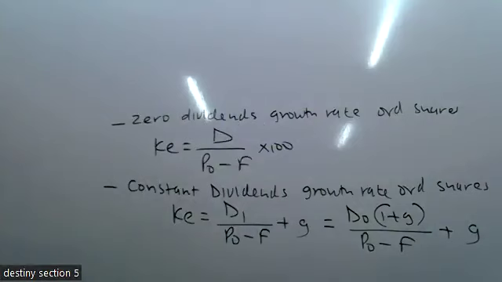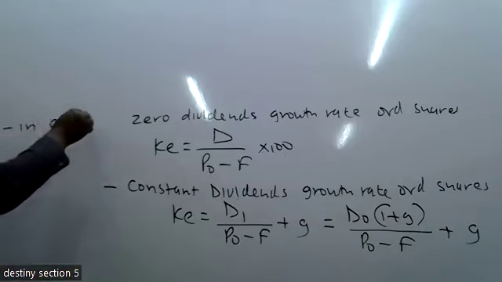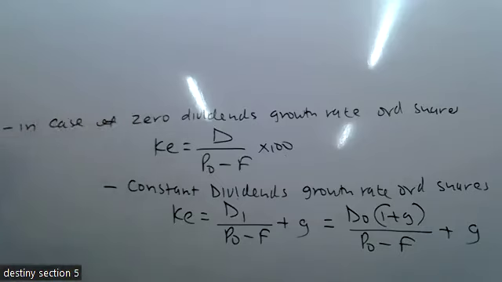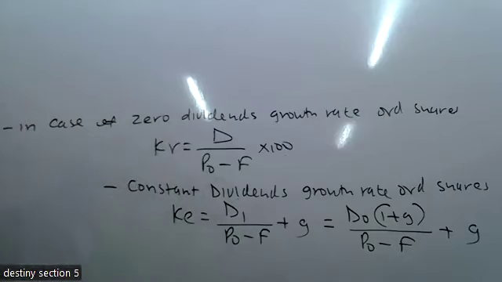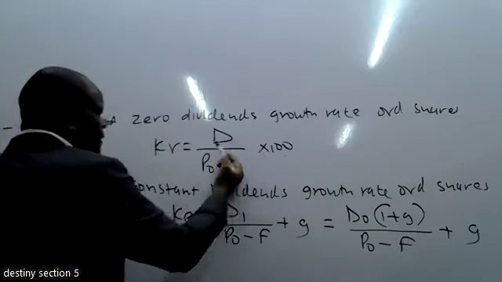So I will just repeat what I've done for the ordinary shares, but now there will be no flotation cost. So the first dash, in case of zero dividend growth rate ordinary share, we change this one to KR, representing the cost for the retained earnings. But the rest of the detail is the same.